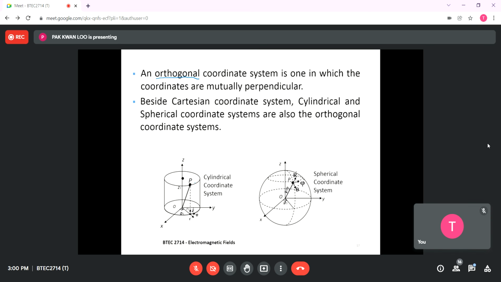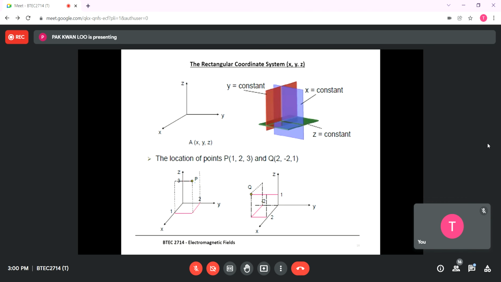So we'll see that briefly now. For rectangular, we already know that x, y, z are perpendicular to each other, so therefore they are called an orthogonal coordinate system. So I don't have to go through how you locate these points here. I believe you should know how to locate these points in 3 dimensions for the Cartesian coordinate system or rectangular coordinate system.